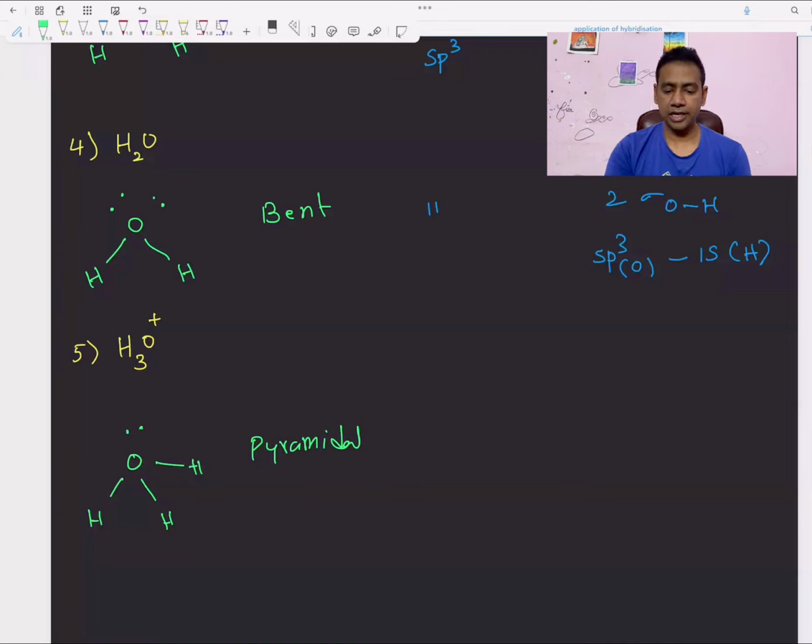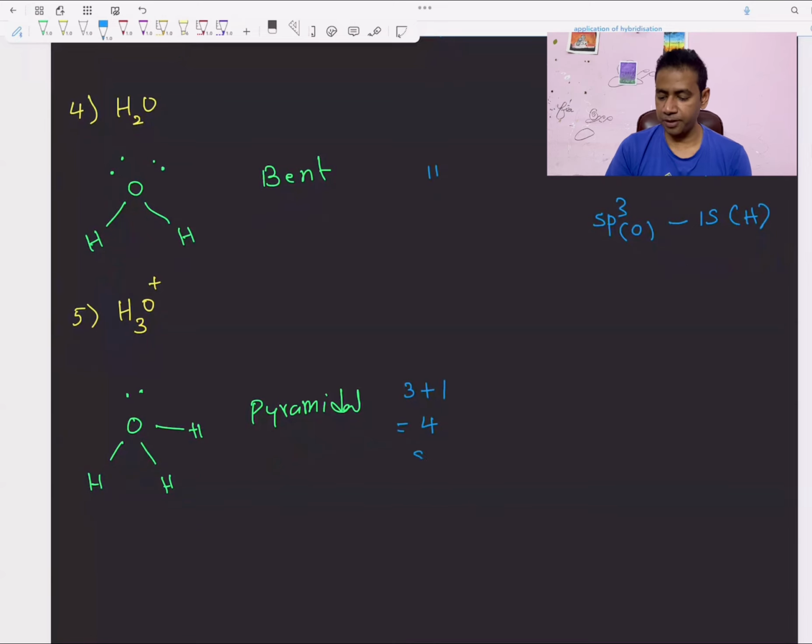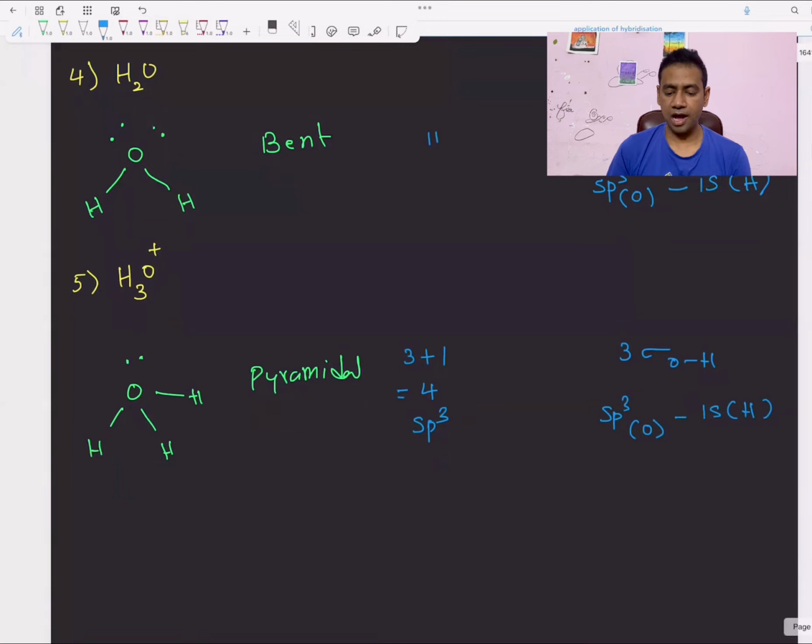Now count the number of sigma bonds, 3, and number of lone pairs, 1. Total becomes equal to 4. Again it is going to be sp3 hybridization. Now we have 3 sigma OH bonds, and each sigma OH bond is formed from overlap of sp3 hybrid orbital of oxygen atom with 1s atomic orbital of hydrogen atom.